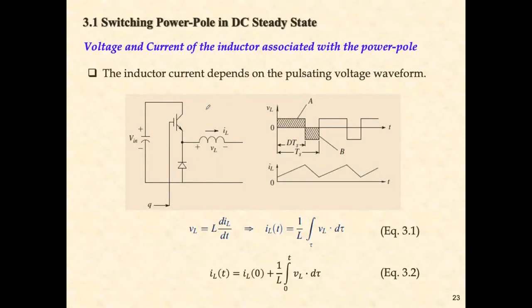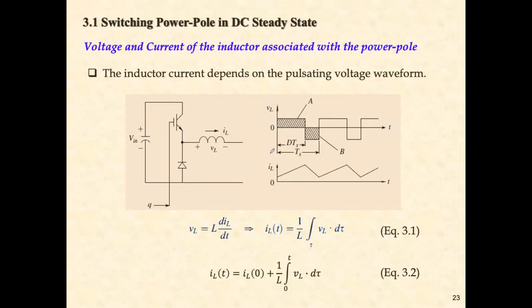Now we try to look at the voltage and current of the inductor associated with a switching power pole. Once again, this is a switching power pole, and this is the input DC voltage, and at the output here we have an inductor. Later you will know the purpose, or why we put the inductor here. The waveforms look like this. No worry now, later we will know how they come about.